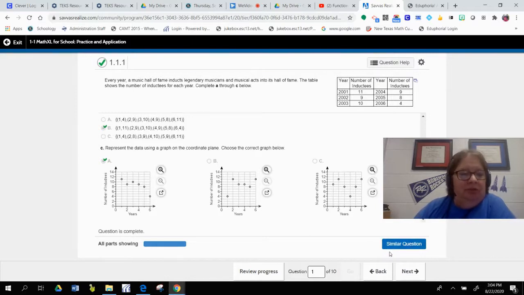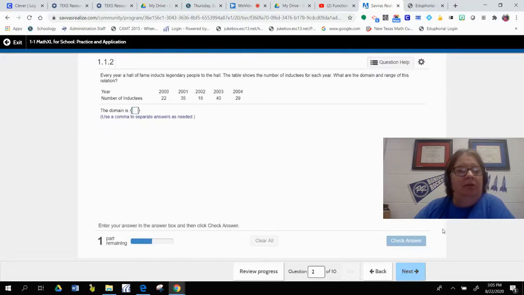And this is question number 2. Notice this one only has 1 part. Actually, it says 1 part remaining. Surprise, 2 parts. Every year, Hall of Fame inducts legendary people to the hall. The table shows the number of inductees for each year. What are the domain and range? We know that domain is the input or the X value, and range is the output or the Y value. So we have year and the number of inductees, which would be the input, which would be the output.